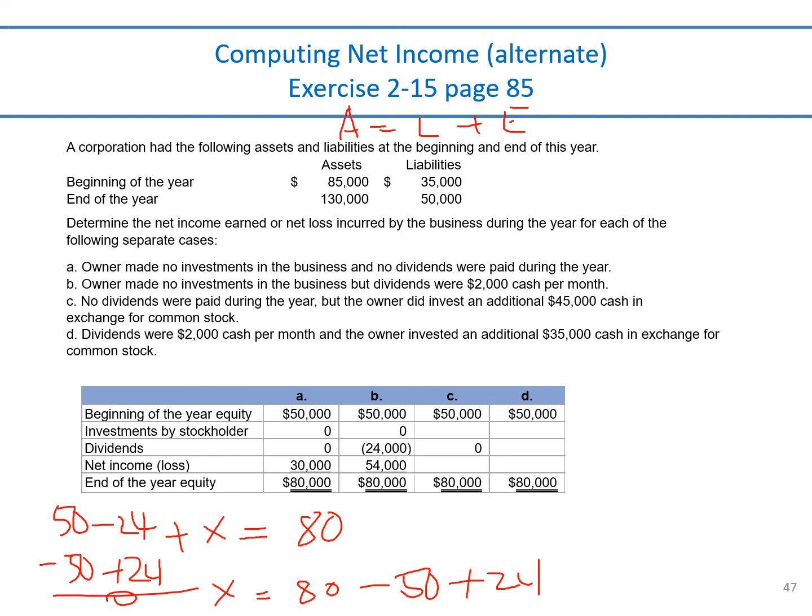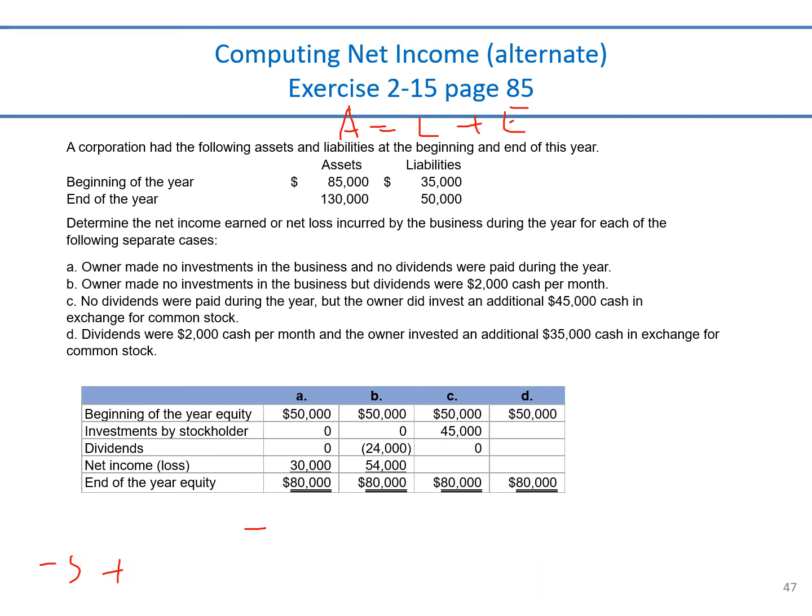Okay, and then in letter C, they say no dividends were paid during the year, but the owner did invest an additional $45,000 in cash. So investments by the stockholder will increase our equity. And then we have to solve for net income here. So let me erase my previous math.